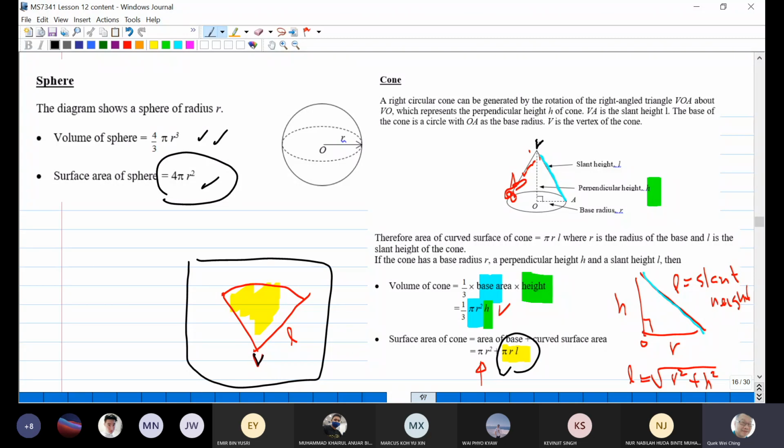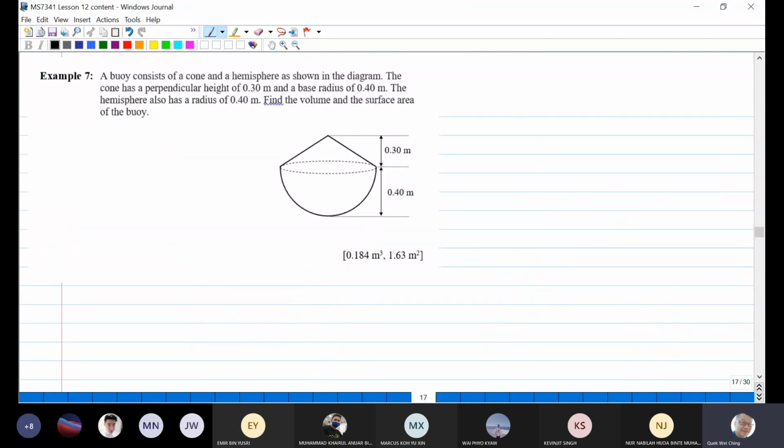Okay, then we can actually look at the example. I try to finish the example before 10. A buoy consists of a cone and a hemisphere. Hemisphere means half sphere, shown in the diagram. The cone has a perpendicular height of 0.3 and the base radius 0.4.